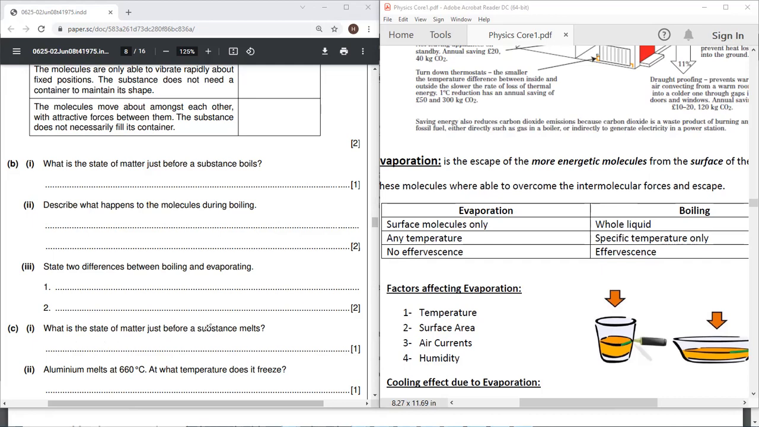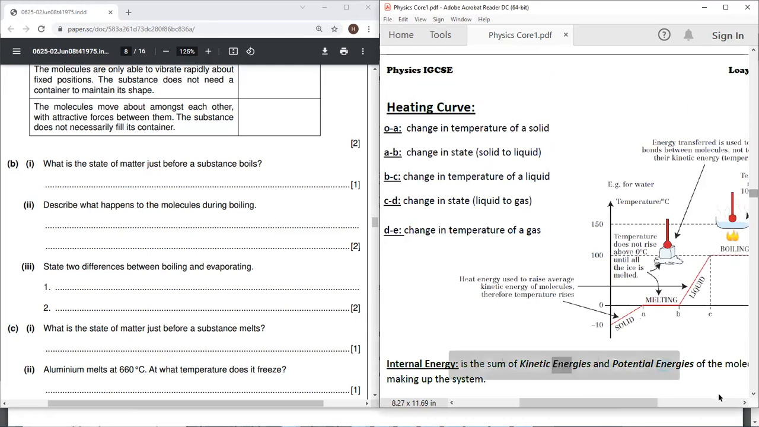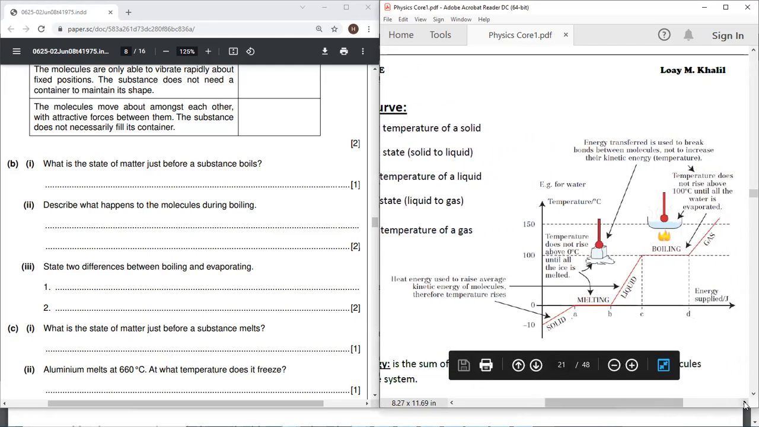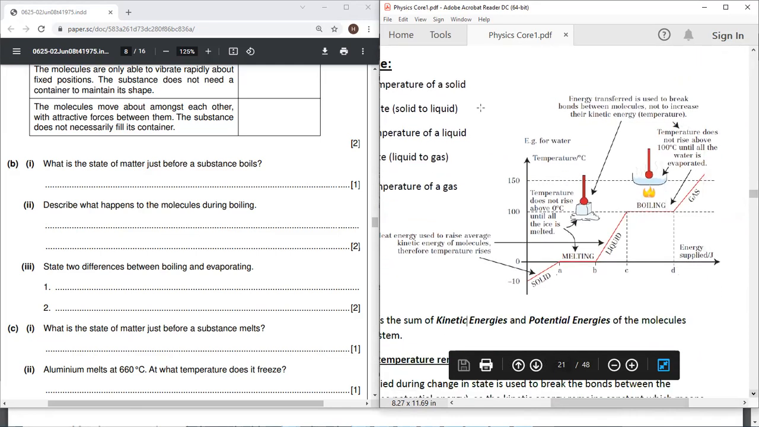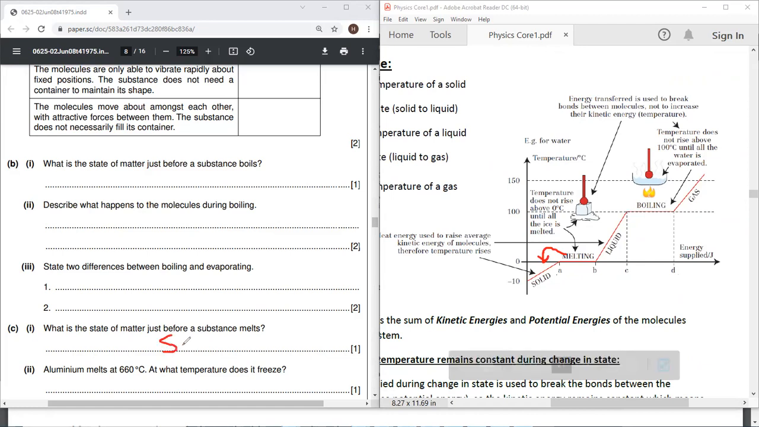What's the state of matter just before a substance melts? Before a substance melts, let's go back to our curve. Before the substance melts, the substance will be in a solid state.